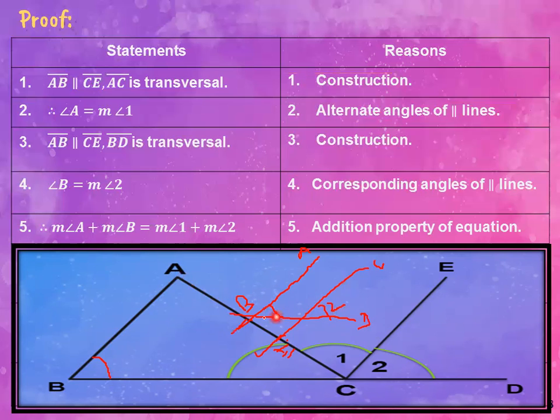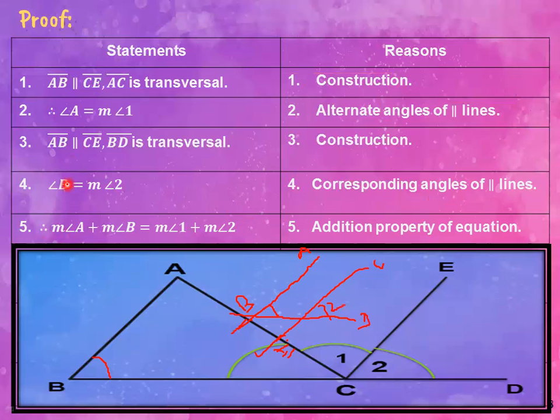So you will say that angle B will be equal to angle 2. Why? Because they are corresponding angles of parallel lines. Why is the measurement of angle B equal to angle 2? Because they are a pair of corresponding angles of parallel lines. Clear? Understand? Now what you will see here is that therefore, the measurement of angle A.